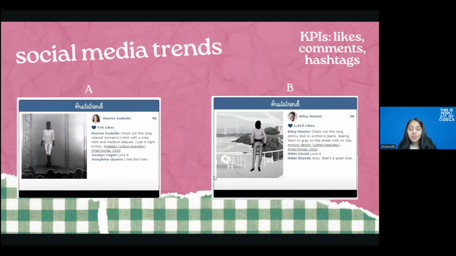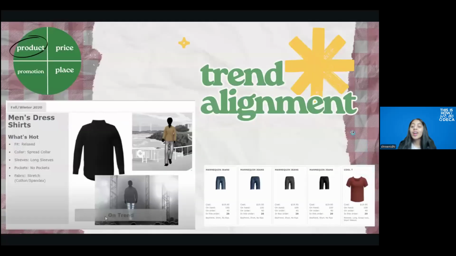And then on post B here, we have these gray jeans, again, kind of alluding to that streetwear look. So obviously, by looking at these two different trends, we can determine which trend is the best using the KPIs like likes. And based on that, we can try to model our product mix based on these trends. Now, I kind of want to go into trend alignment now.